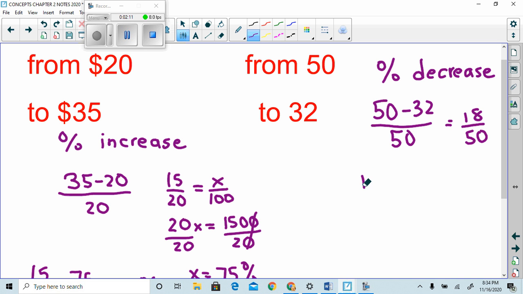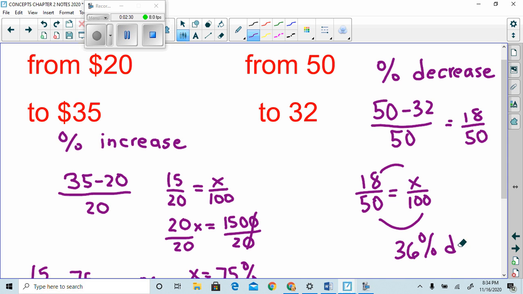What can I do to get changes to a percent? I have 18 over 50 is equal to x over 100. But wait, once again, before I cross multiply, I notice that this number is compatible. Times 2, times 2. It's a 36% decrease. Proportions always work, but sometimes we'll have that opportunity to do a little less work if it's compatible.